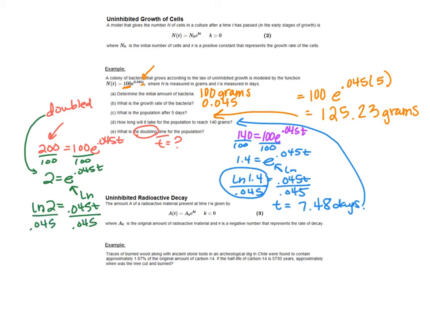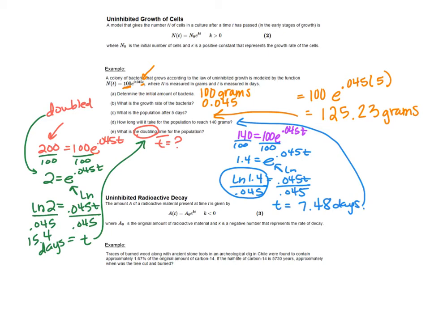So I'm going to get t is going to equal 15.4 days. All right, so now we have seen how to identify all the different elements.